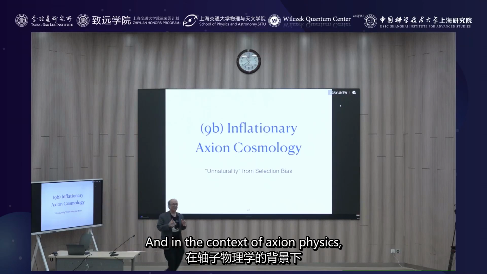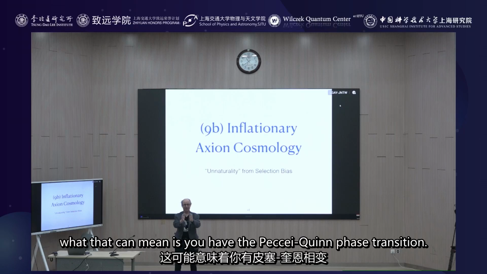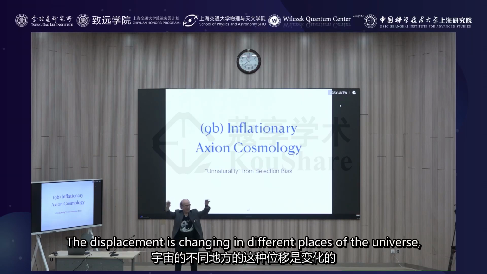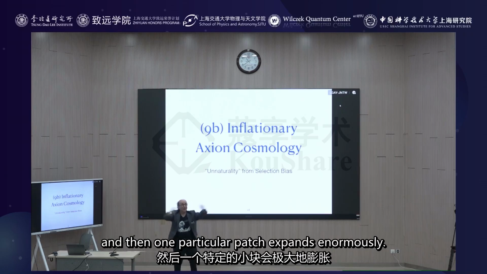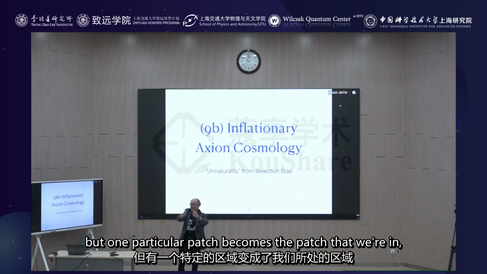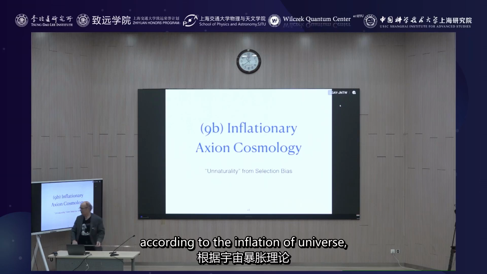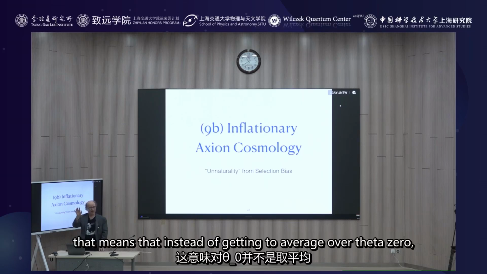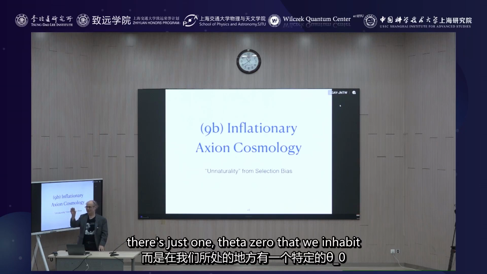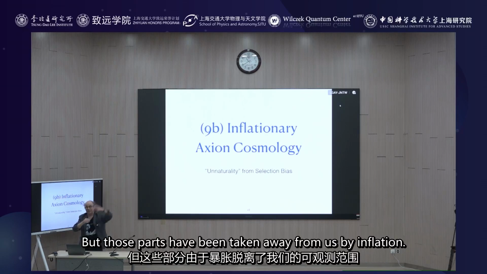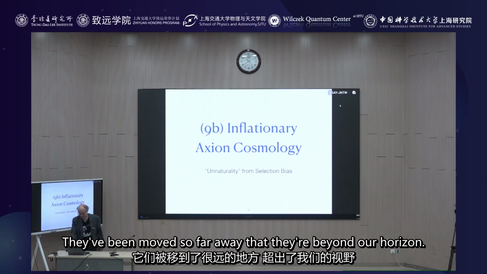And in the context of axion physics, what that can mean is you have the Peccei-Quinn phase transition. So theta zero, the displacement, is changing in different places of the universe, and then one particular patch expands enormously. Well, everything expands enormously, but one particular patch becomes the patch that we're in, because we derive from a small patch early on, according to the inflationary universe. That means that instead of getting to average over theta zero, there's just one theta zero that we inhabit. So very, very far away, there will be other values of theta zero, but those parts have been taken away from us by inflation. They've been moved so far away that they're beyond our horizon.